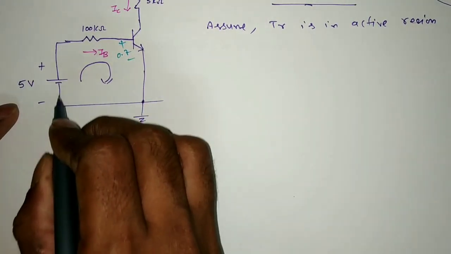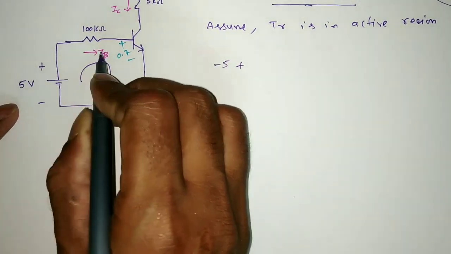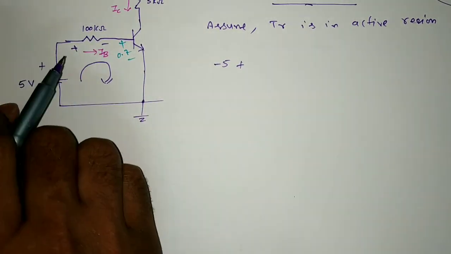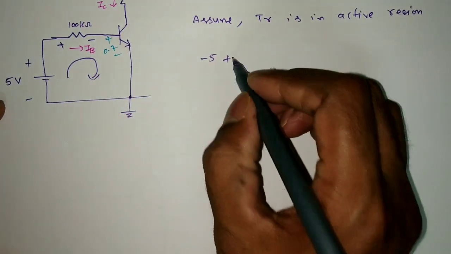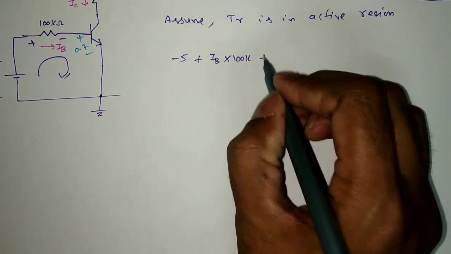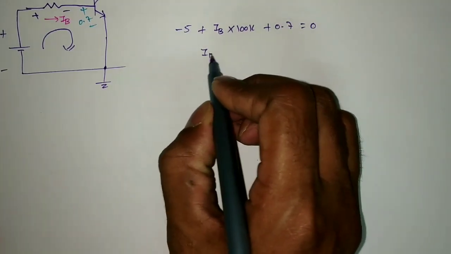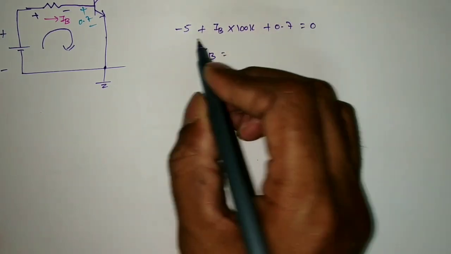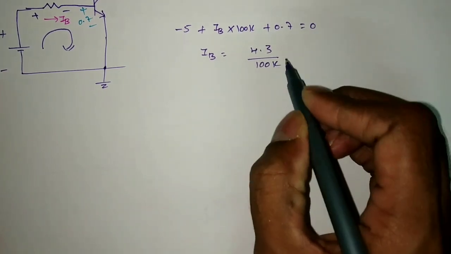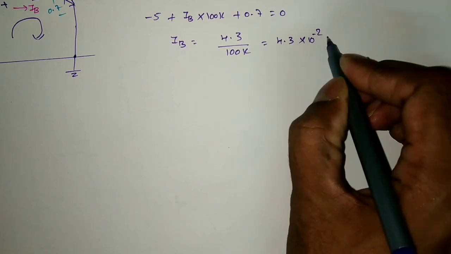So I'm touching the first negative terminal of this battery, so minus 5 plus this voltage, so plus minus. Always remember, for resistance the current will enter into the positive terminal. So plus IB into 100 kilo ohms plus this 0.7 is equal to 0. So what is IB? This is going that side. So 5 minus 0.7, so 4.3 by 100 kilo. So it will be 4.3 into 10 to the power minus 2 milliampere.